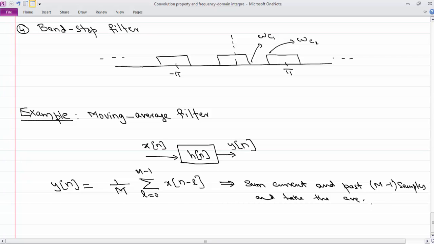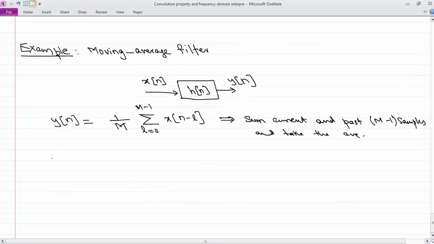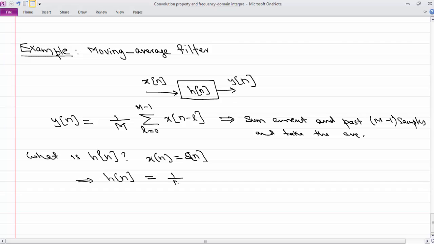So this is called a moving average filter with parameter m. And what is the impulse response for this? To calculate h[n], you simply input x[n] equals delta[n], and that gives you h[n] equal to 1/m times the summation over L from 0 to m-1 of delta[n-L]. So as you change different values of n, what you get is 1/m for all n between 0 and m-1, and 0 otherwise.